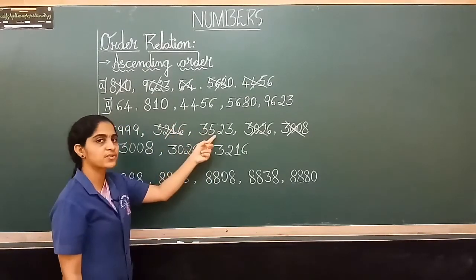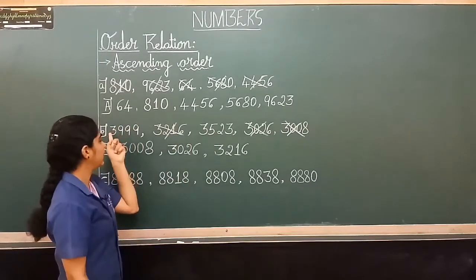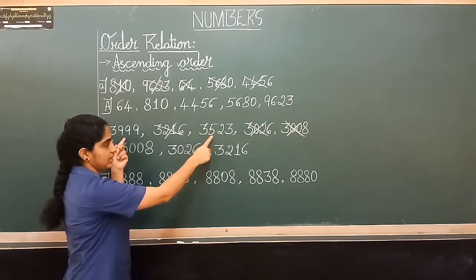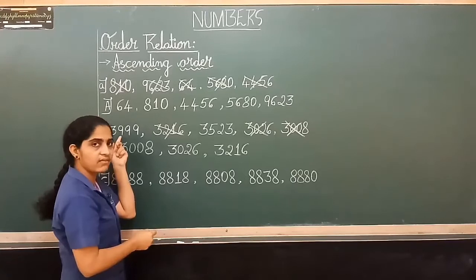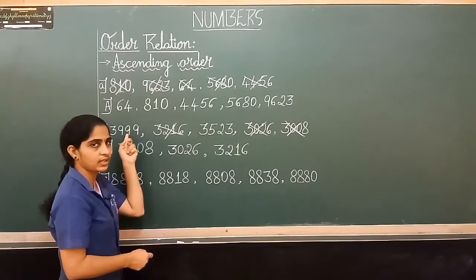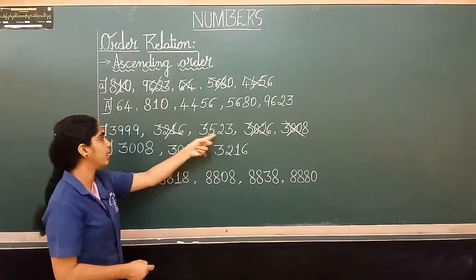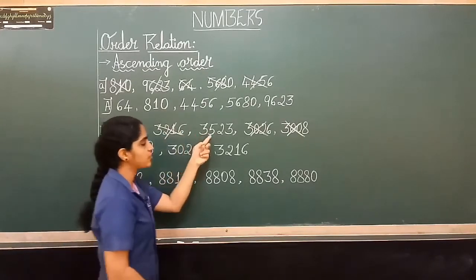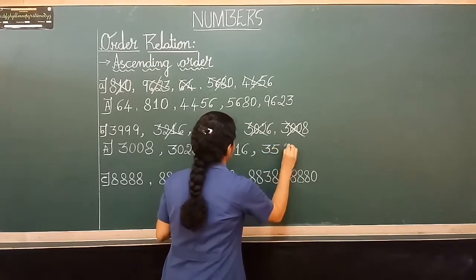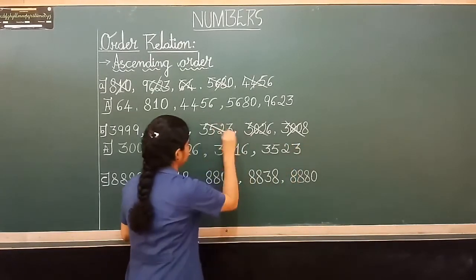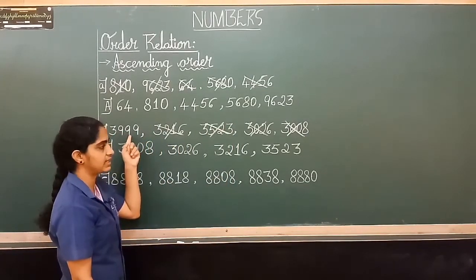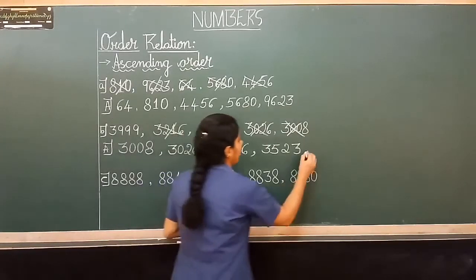Now, the remaining two numbers. We have to compare these two numbers. Here, first digits are equal. When we compare the second digits, here we have 5, here we have 9. So 5 is smaller than 9, right? So this is the smaller number compared to this. So we have to write this number first, 3523. And the remaining number is 3999, which we have to write at the end.